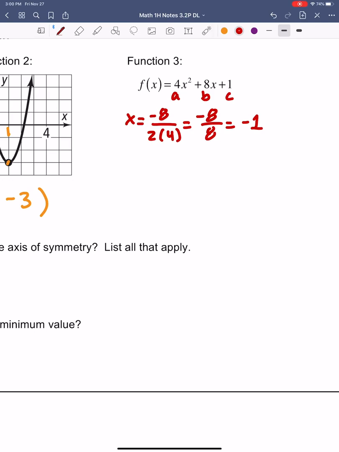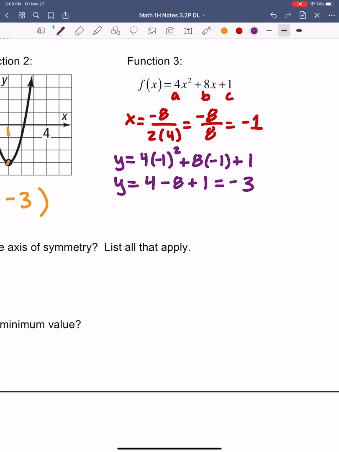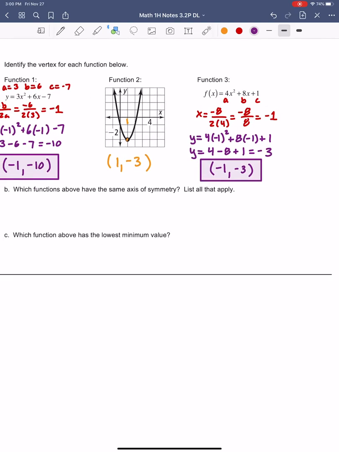And now I take that and I plug it back in. So I get y equals 4 times negative 1 squared plus 8 times negative 1 plus 1. And I'll evaluate here. That's going to give me 4 minus 8 plus 1. So I get a grand total of negative 3. And so my vertex ends up being negative 1, that was the x-coordinate, and negative 3, that's the y-coordinate. And I get my 3 vertices here that it's asking me for.